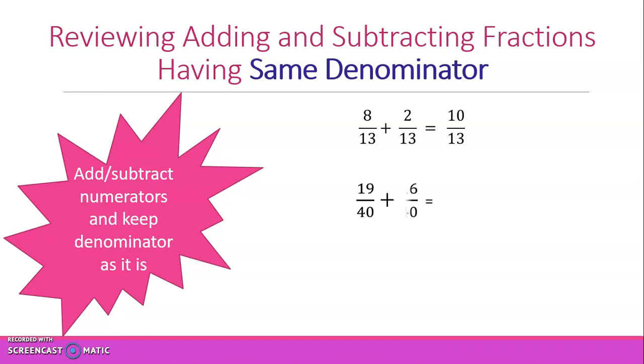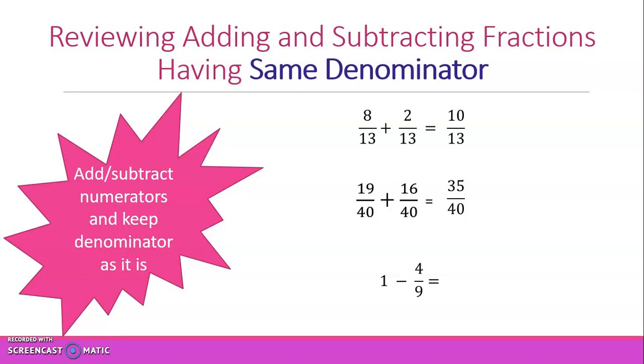Second example, 19 over 40 plus 16 over 40. These two fractions have the same denominator, which is 40. Then the denominator of the fraction and the answer will be 40, and the numerator is equal to 19 plus 16 equals 35.